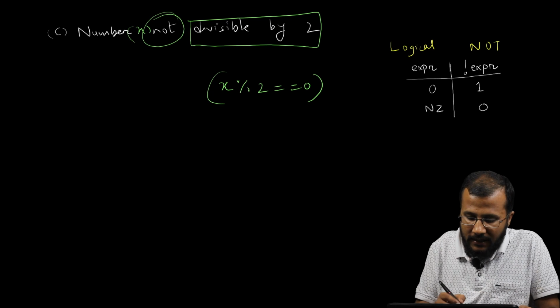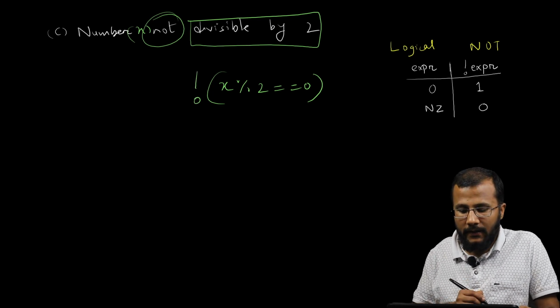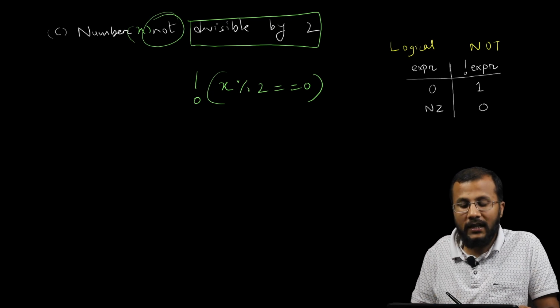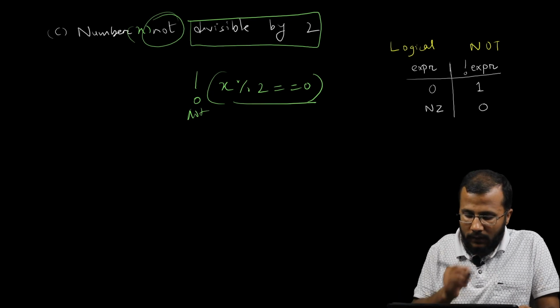Now finally I need to check if it is not divisible by 2. So what I do is I just write the not operator here, logical not, of this. Now this is my expression to check if a number is not divisible by 2. Okay, now let's take some examples.